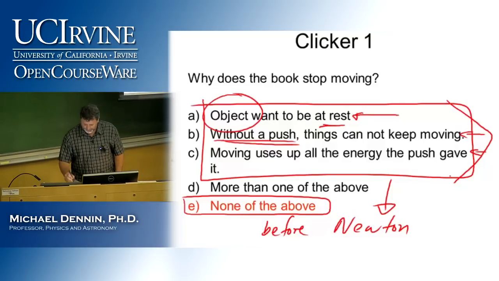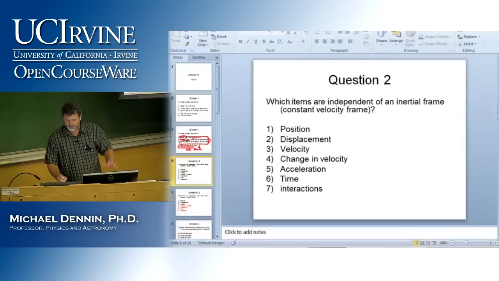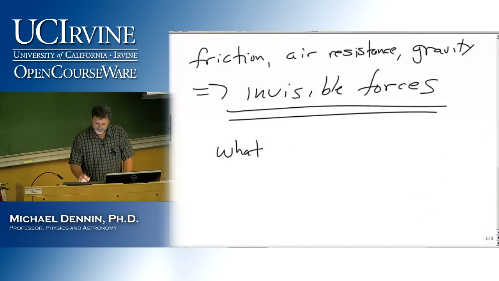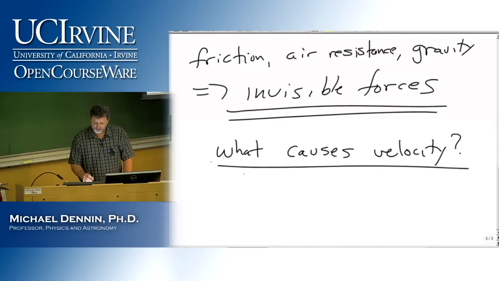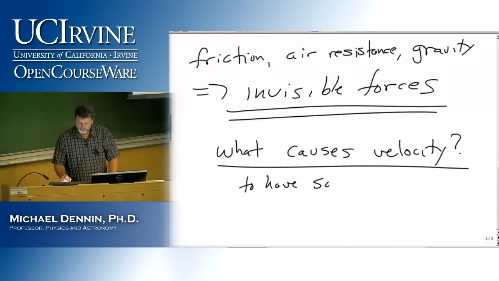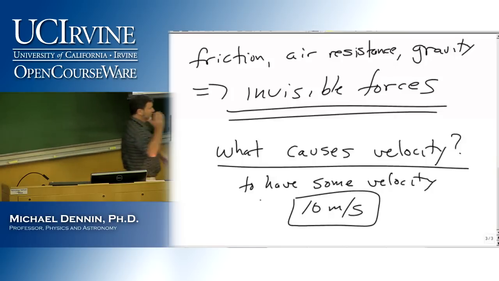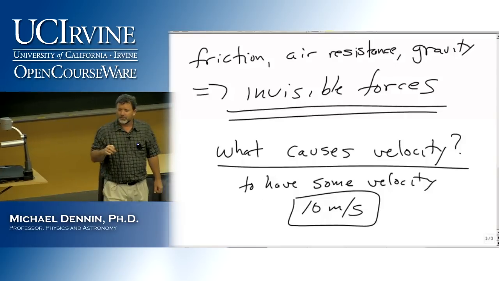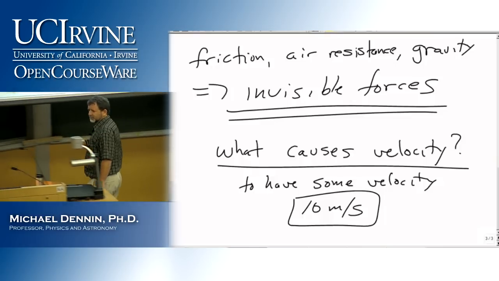So if I were to now ask you the question, it's not a clicker question. You don't have to get your clickers out. But if I just ask you the question, what causes velocity? What causes an object to have some velocity? So you see an object moving, say, at 10 meters per second. Just moves by you at a nice 10 meters per second. What is causing that velocity? Talk to the people around you for just 30 seconds here. What is causing that velocity as the object moves past you?